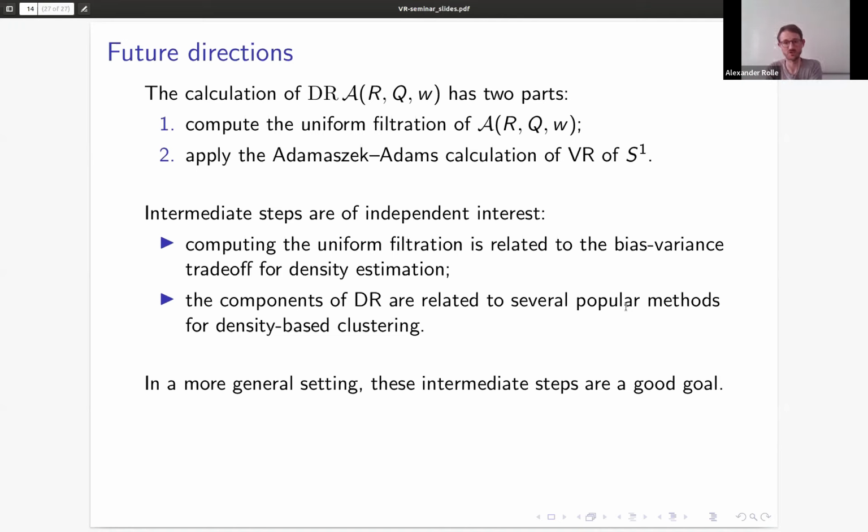Currently, Rivet can compute degree Rips. As I said, these are the plots that I've shown. The sample sizes I showed in this talk are starting to get to the limit of what Rivet can handle at the moment. But yeah, I think there's current work on improving our ability to compute degree Rips.